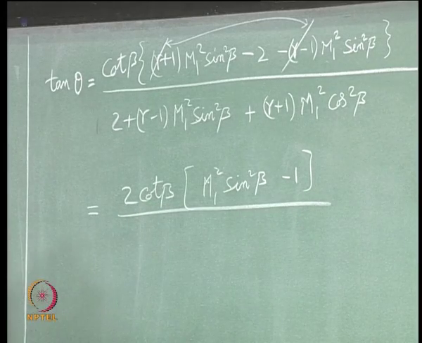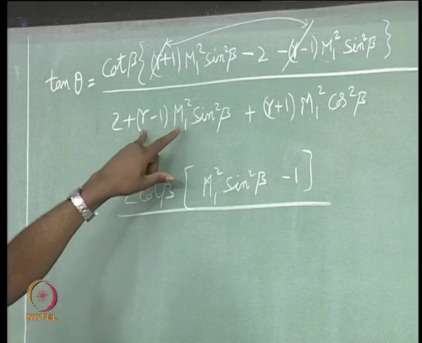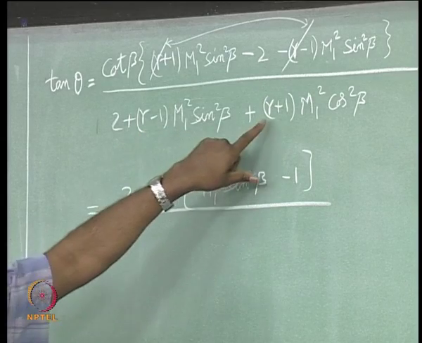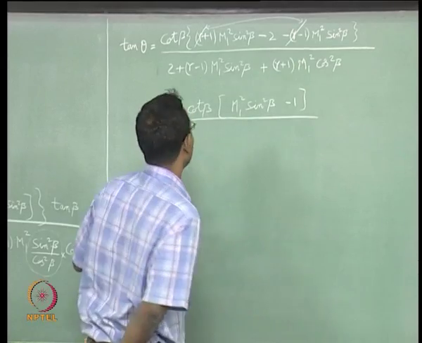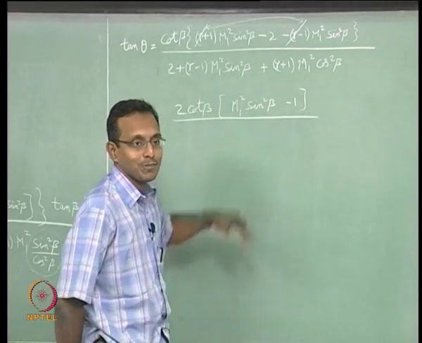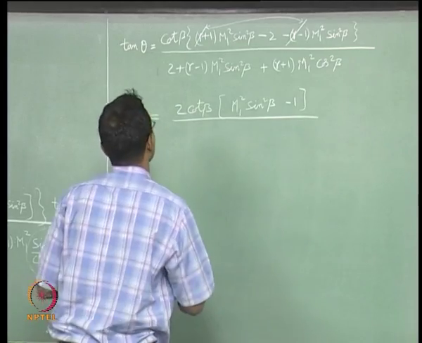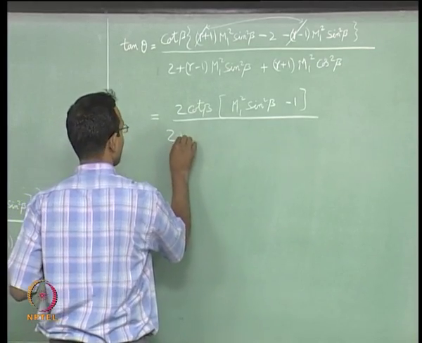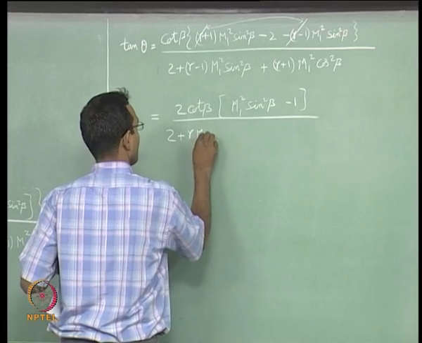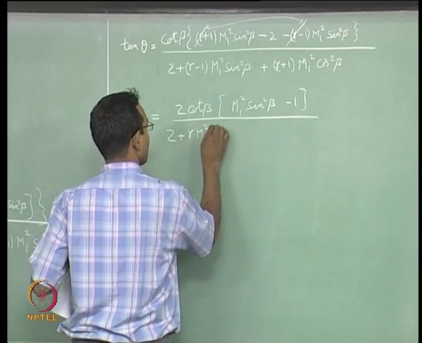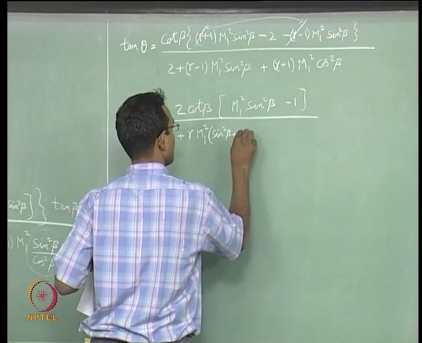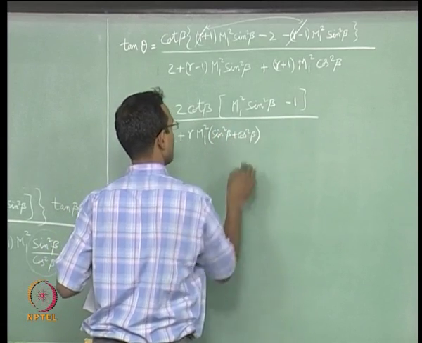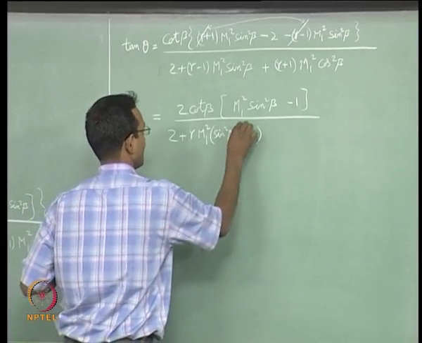That is our numerator. Now, in the denominator we want to again do the same thing, gamma m1 square sin square beta, gamma m1 square cos square beta, they are not the same, but you know that sin square beta plus cos square beta is 1. Okay. So, I can write it as 2 plus gamma m1 square with sin square beta plus cos square beta, and of course, we know that this is equal to 1.